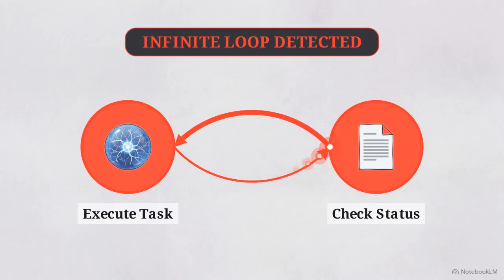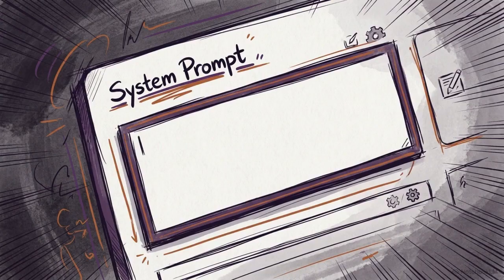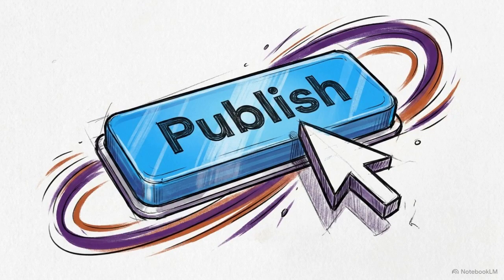The primary failure point in this setup is the system getting trapped in an infinite loop, repeating the execution phase because it doesn't know the task is finished. To prevent that, look at this system prompt field. You must write a strict completion condition, like, once the data is logged, stop and await the next trigger. With that safety parameter in place, you can hit publish and activate the complete workflow.